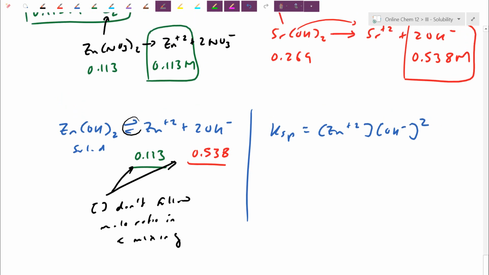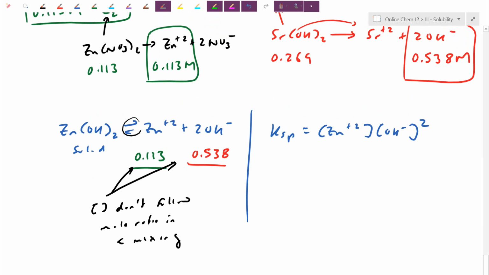Zinc came from the green solution, the hydroxide was something totally different. Notice in words here I'm telling you, the hydroxide was 0.538. Oh no, there's a 2 here. It doesn't mean double. No. I've told you hydroxide is 0.538, so I just put that number directly here. We already said it doesn't follow the mole ratio. Anytime you have these two numbers here, we would naturally sub into KSP.